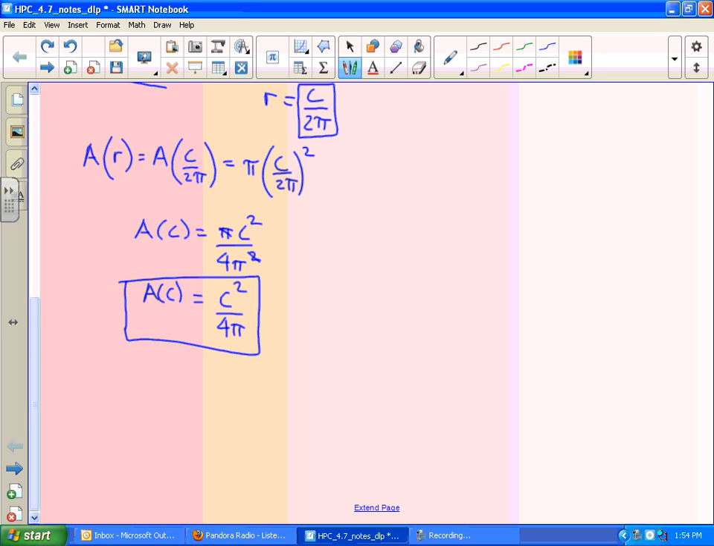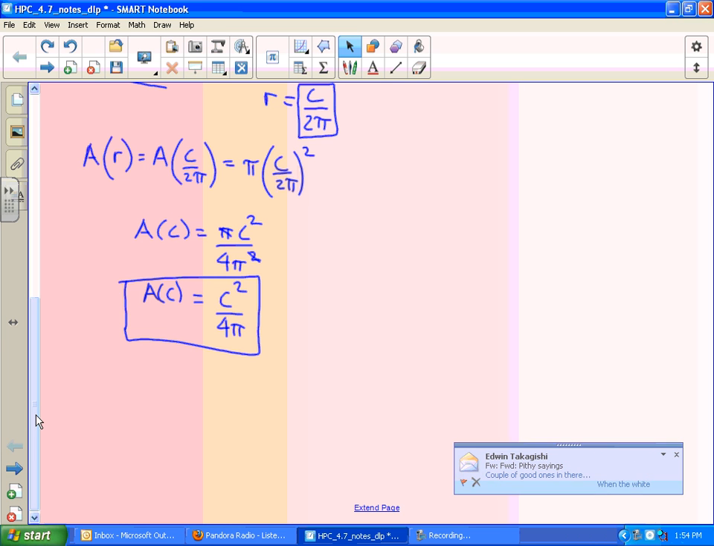All we did was rewrite an equation that we're familiar with in terms of a different variable. That's it. So now, if I had information given in a problem that told me circumference, and didn't give me any information related to radius, I can now use this equation to find the area.